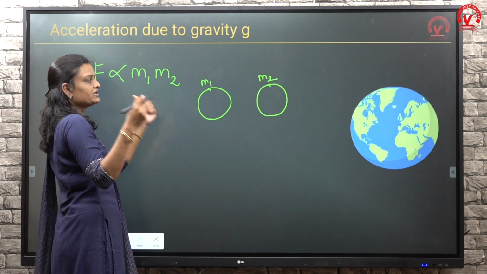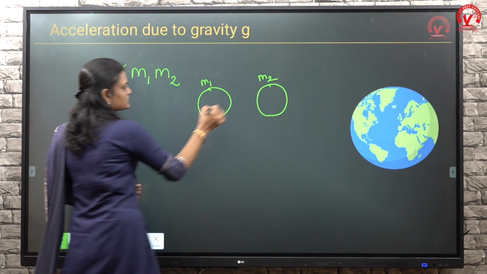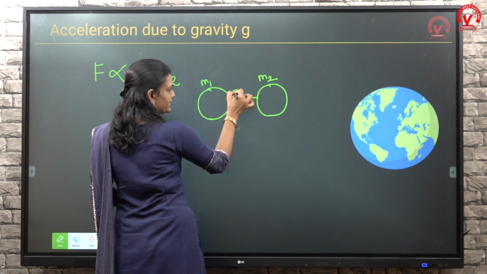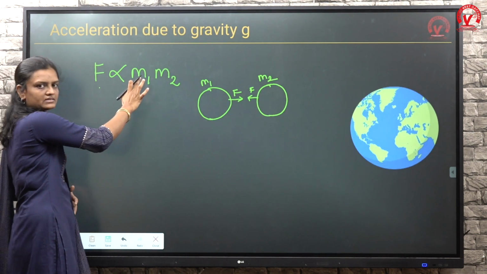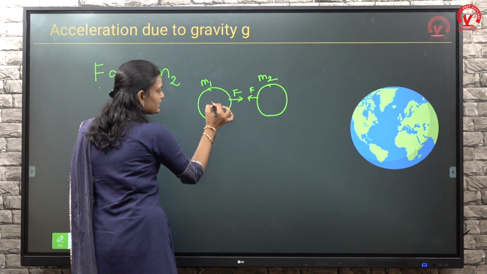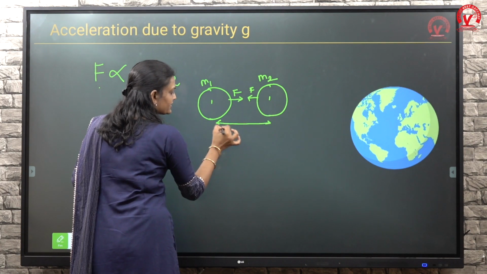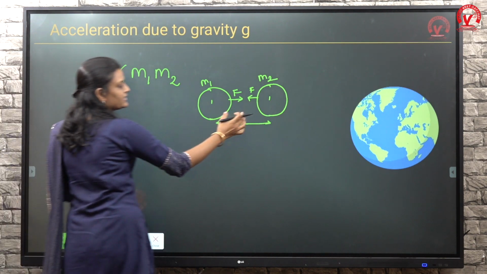If there are two objects, there is a force of attraction between them. This mass also has a force of attraction. So force is directly proportional to the mass m1 and the mass m2. I am also going to keep this distance as r. So what is r here?